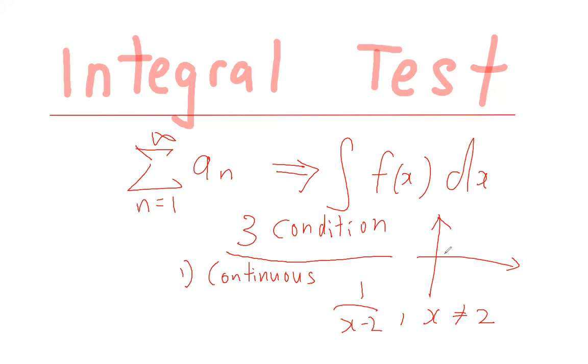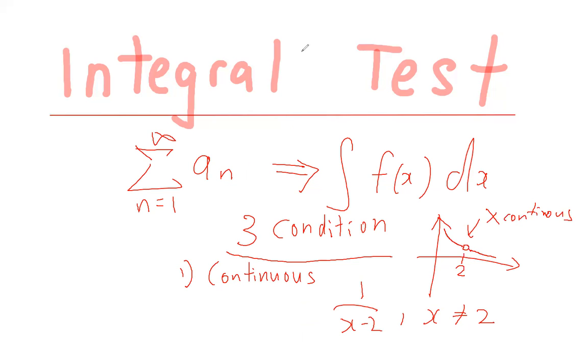Let's say we plot a graph like this. At 2 here, there is no value, because it goes to infinity, goes up, and continues after that. So it breaks at the point 2. That's why we can say this graph is not continuous. That's how it's so-called not continuous. And if it's not continuous, then we cannot perform this integral test.